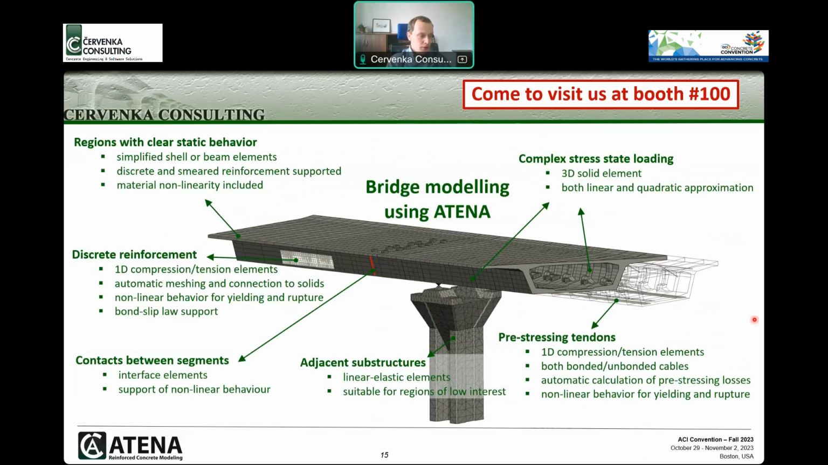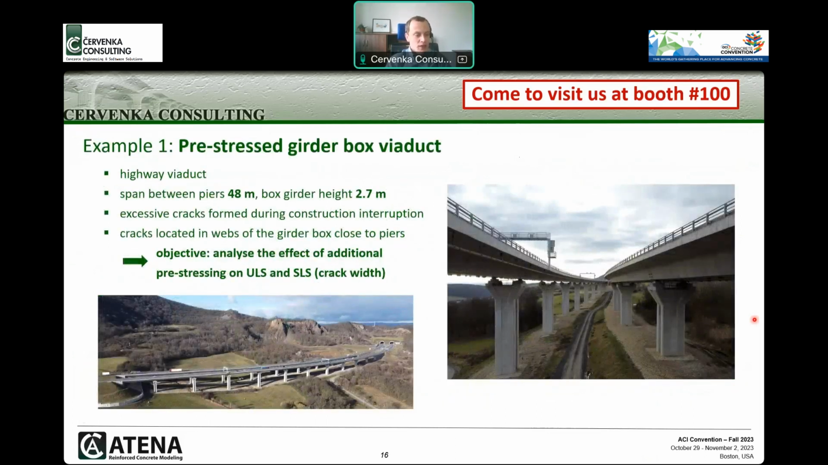For example, the reinforcement can be simulated as either discrete or shear reinforcement. Similar elements can be used when simulating pre-stressing tendons. For the concrete material, we can use 3D solid elements with either linear or quadratic approximation. And for some regions with quite clear static behavior, we can use some simplified elements to speed up the calculation. These elements can be either shell or beams. So let me go to the first example.